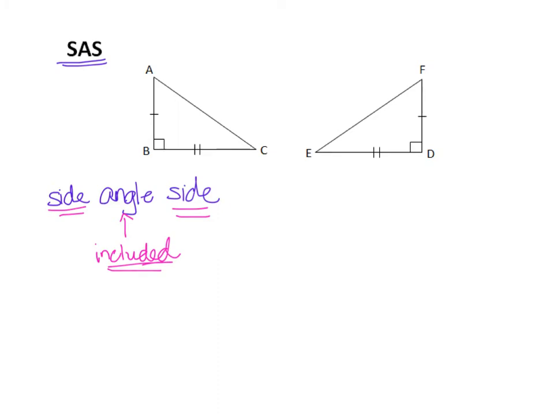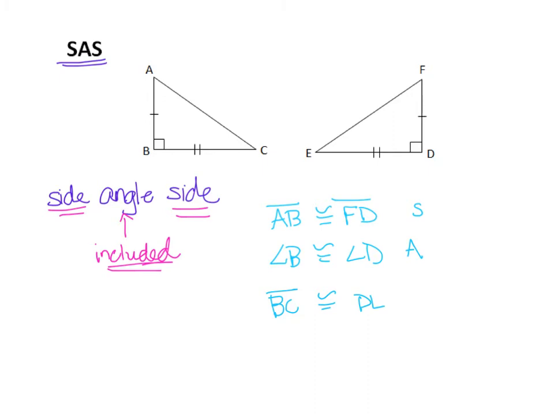We've got side AB is congruent to side FD. So there's our side. Now we need an angle that's congruent, and we have angle B is congruent to angle D. We've got those 90-degree boxes right there. That means that they have the same measure. So there's our angle, and then side BC is congruent to side DE. So there's your side, angle, side.